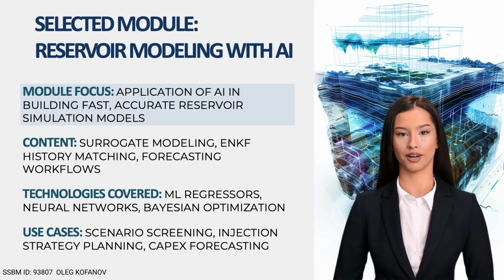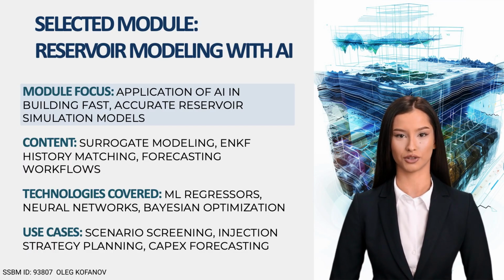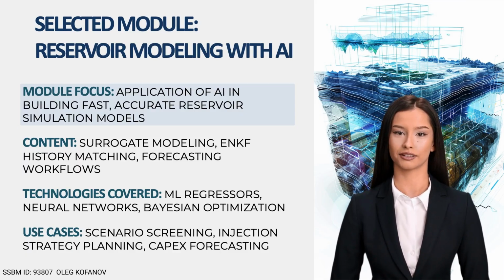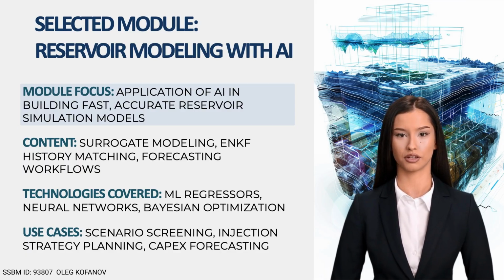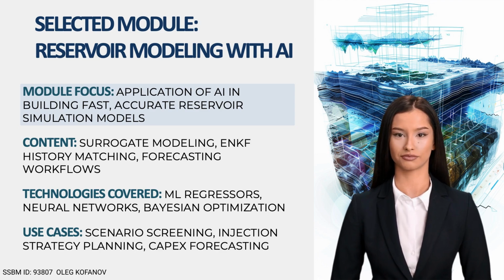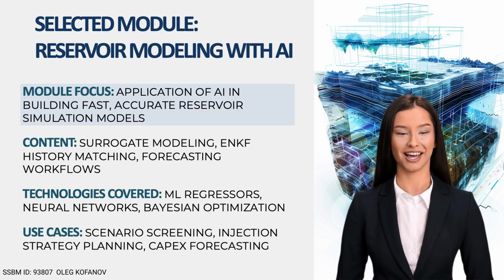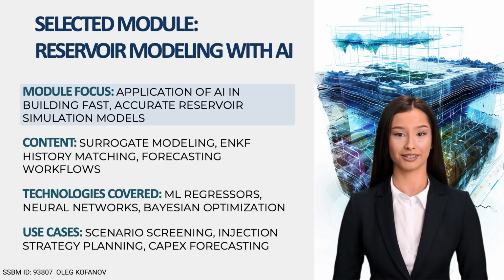As part of the current learning program, we'll now dive into the contents of one specific module, Reservoir Modeling with AI. This module focuses on applying AI to accelerate and improve the accuracy of reservoir simulation models. We'll explore techniques like surrogate modeling, ensemble Kalman filter-based history matching, and AI-driven forecasting workflows. The technologies covered include machine learning regressors, neural networks, and Bayesian optimization. These tools are used in practical scenarios such as screening development strategies, planning injection, and forecasting capital expenditures. By combining geological understanding with AI, we aim to make reservoir simulation not only faster, but smarter.